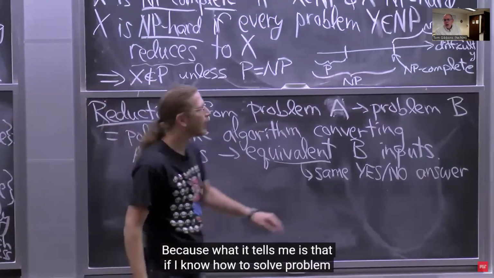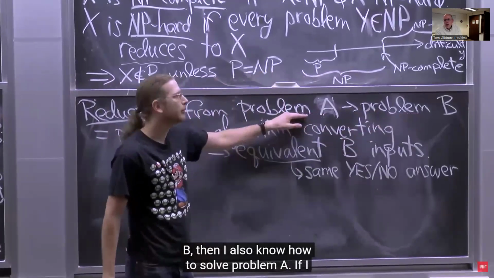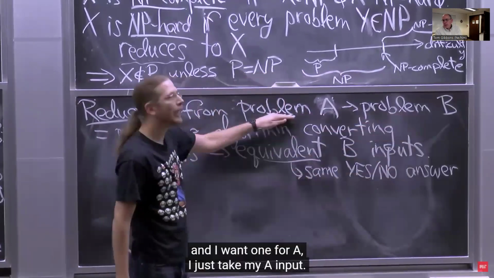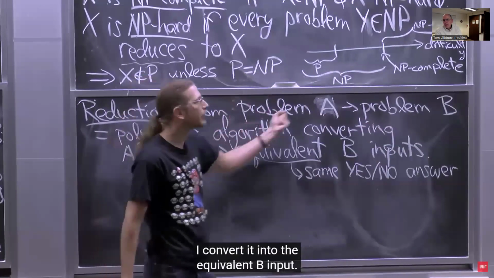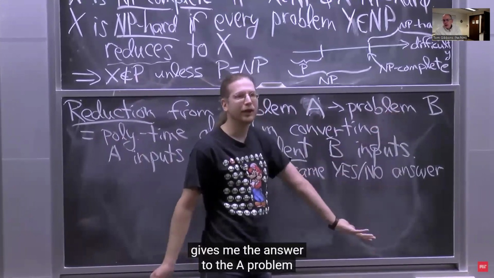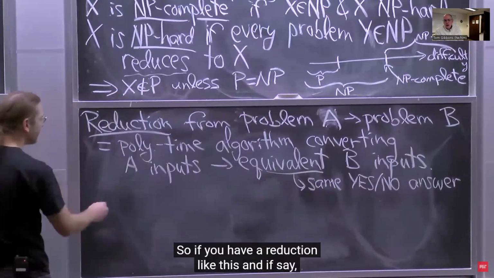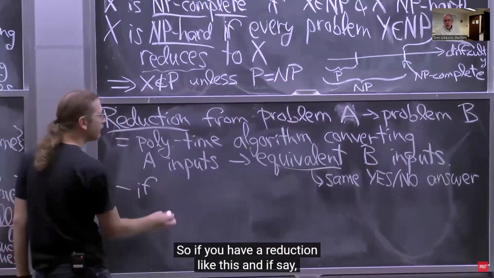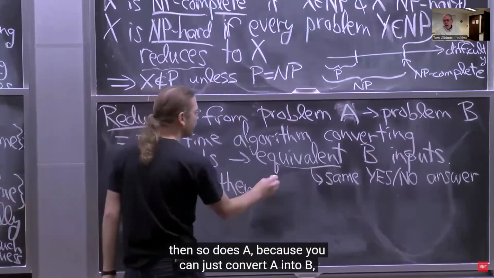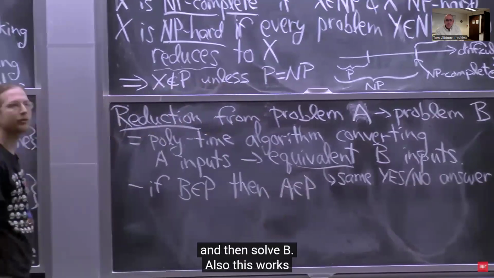What it tells me is that if I know how to solve problem B, then I also know how to solve problem A. Right? If I have, say, a polynomial time algorithm for solving B, and I want one for A, I just take my A input, I convert it into the equivalent B input, then I run my algorithm for B, and then it gives me the answer to the A problem because the answers are the same. So if you have a reduction like this, and if, say, B has a polynomial time algorithm, then so does A. Because you can just convert A into B and then solve B.